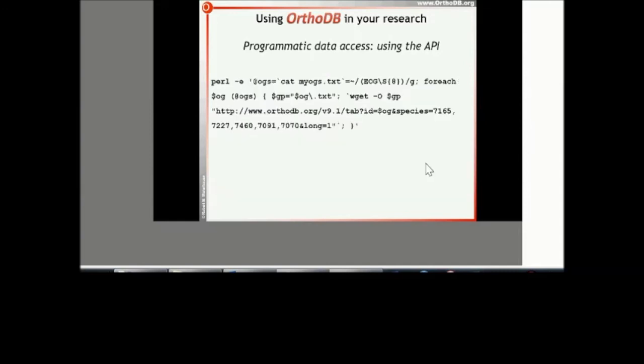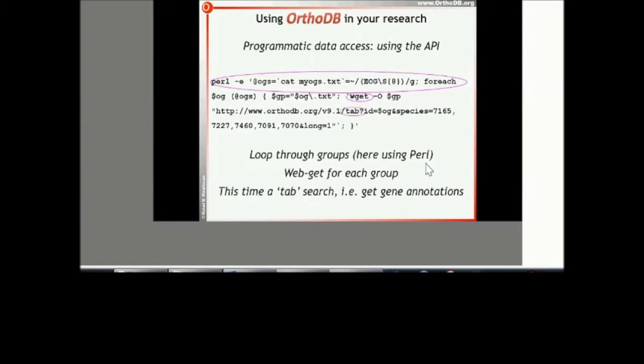Now with a simple one-liner, here in this case using Perl, but of course you could use any programming language you like, we're going to loop through each of the orthologous groups returned by that first query that we stored in myogs.txt, and perform a new query of OrthoDB, again using wget for each group. This time we perform a tab search to get annotation information for each of the genes from each of the species in each of these 10 orthologous groups. In this case, we're going to add the option long equals 1 at the end, which allows us to retrieve the protein sequences at the same time.